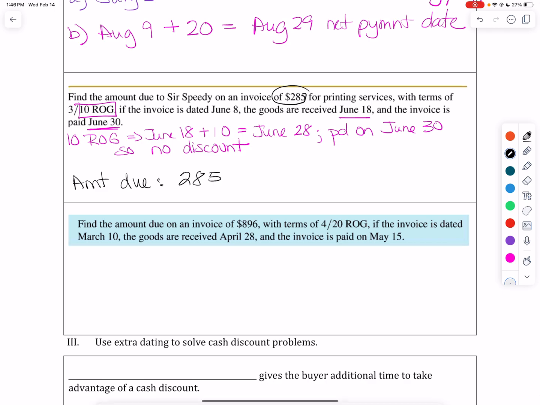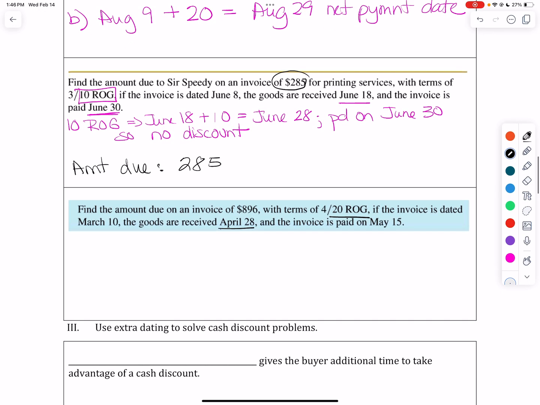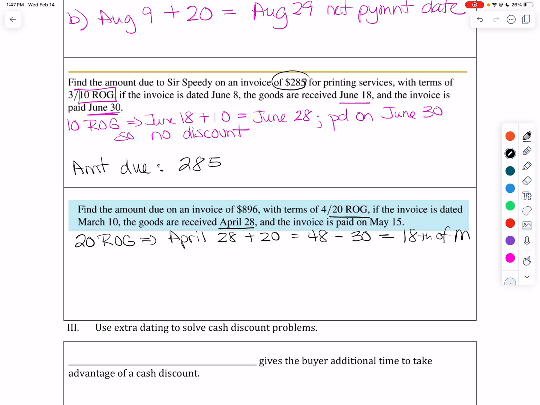But again, we're looking at 20 days after receiving the goods, and the goods were received April 28th, which is my daughter's birthday. Okay, so we're going to have 20 days of receiving the goods. So April 28th plus 20 would be April 48th, which we have 30 days in April, and that would be the 18th of May. So they paid on the 15th, so they will get the discount.